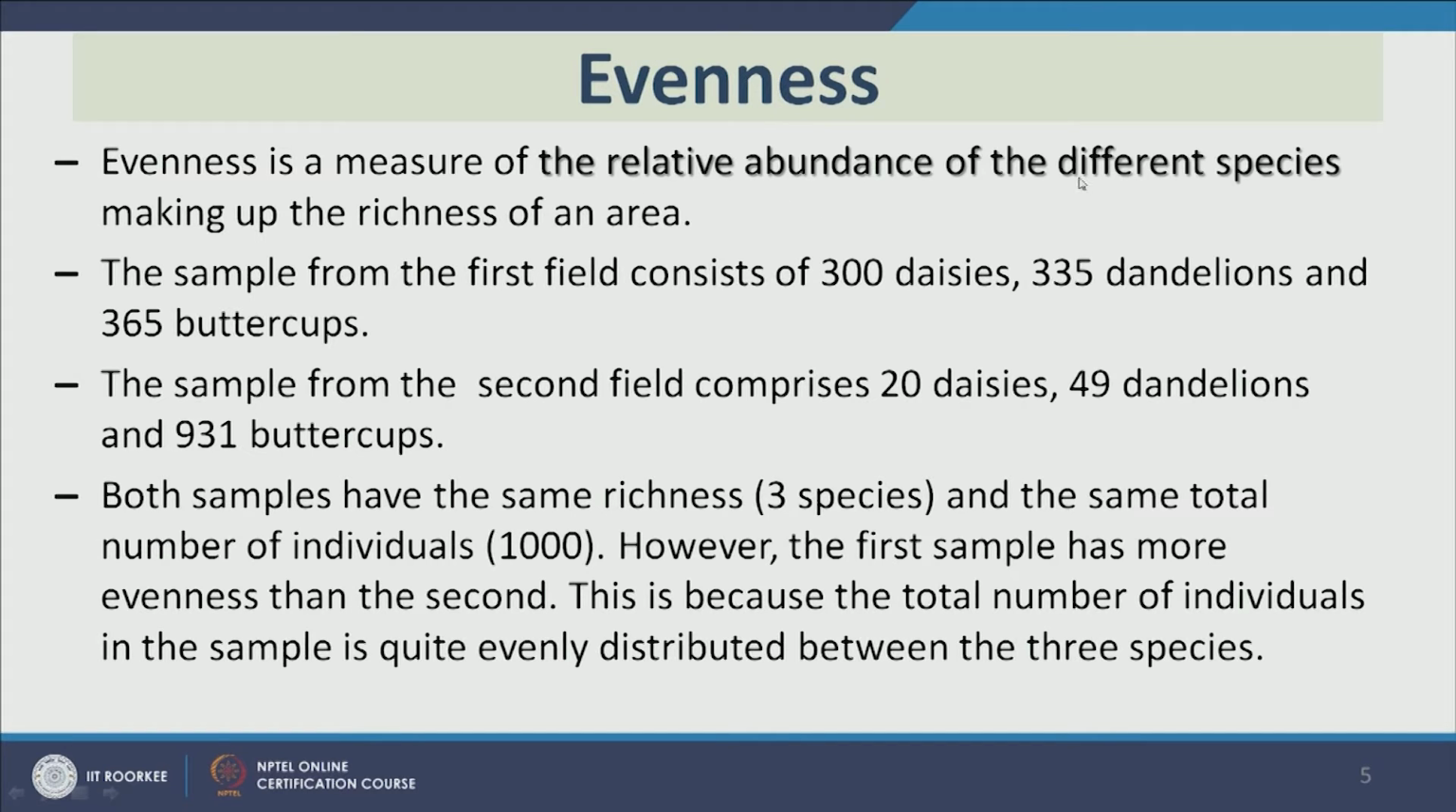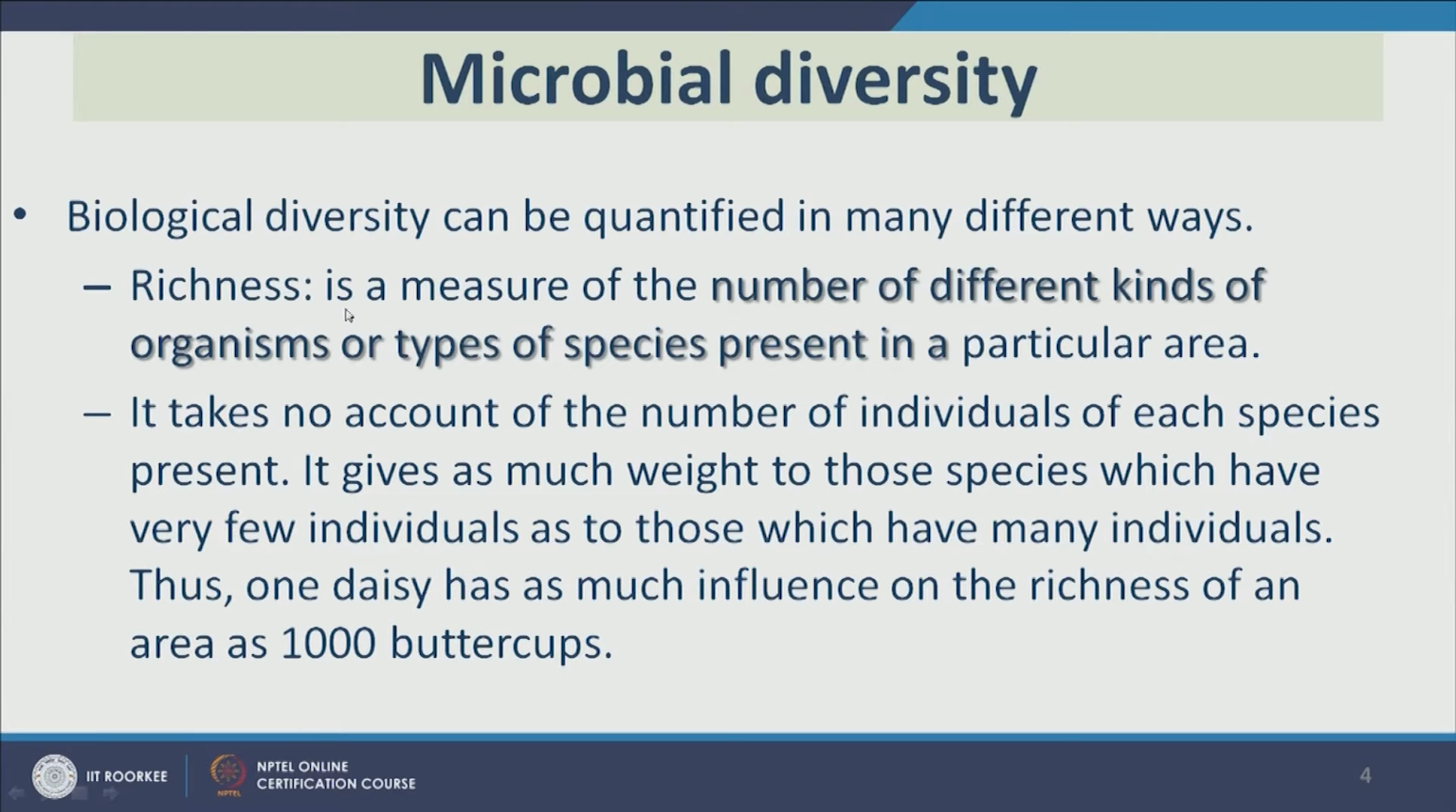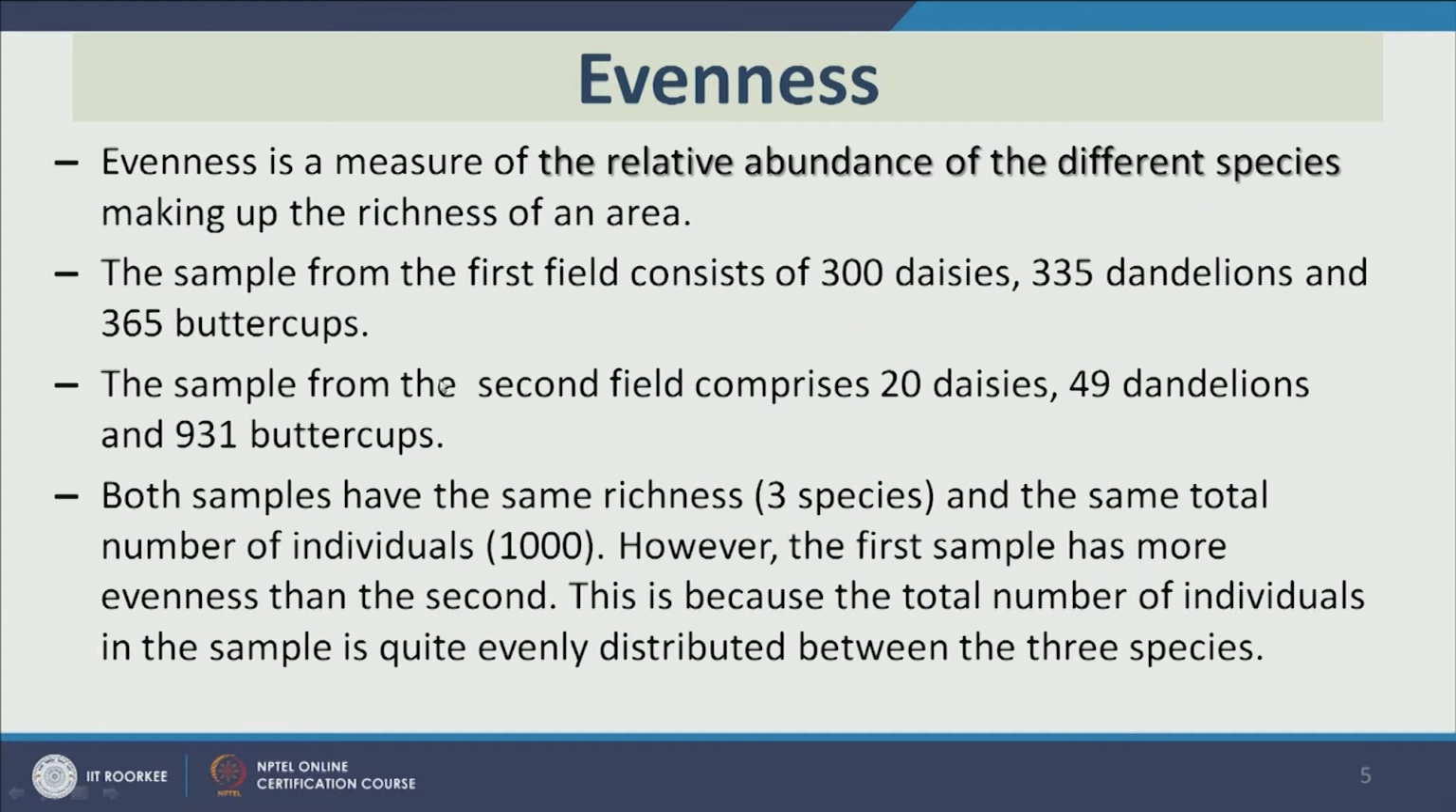Evenness looks at the relative abundance of different species that make up the richness of an area. So, let us say we have two fields. One field has 300 daisies, 335 dandelions, 365 buttercups. The second field has 20 daisies, 49 dandelions and 931 buttercups. Both are equally rich in terms of richness, the number of species that they have. Both have 3 different kinds of flowering plants.